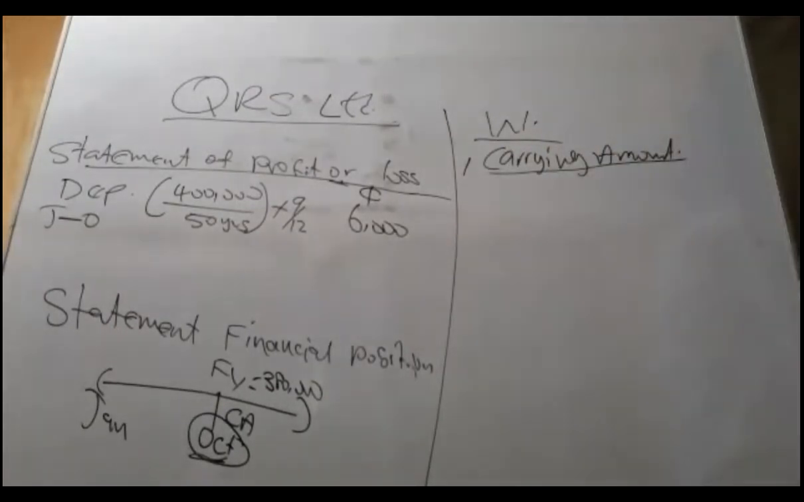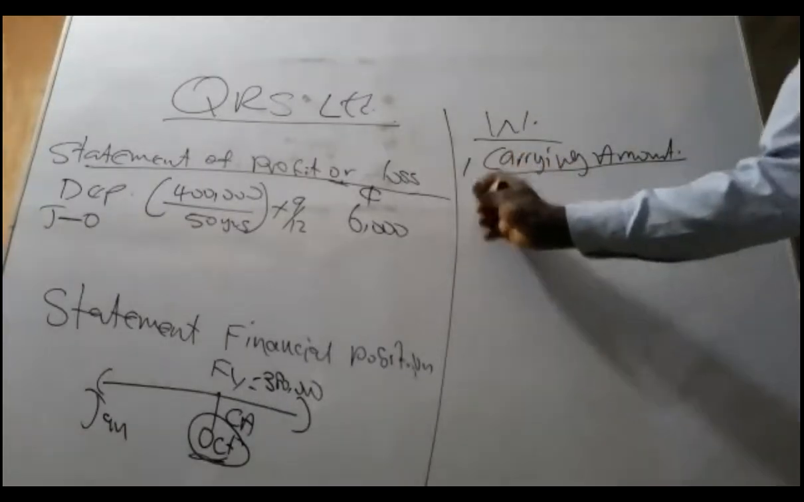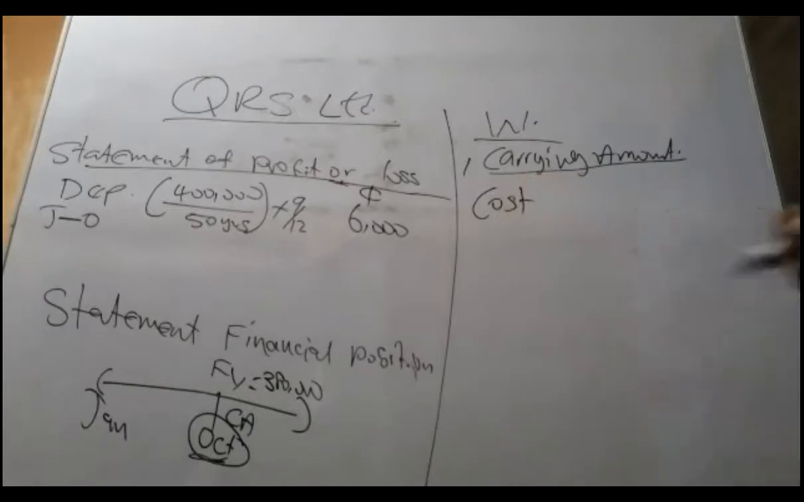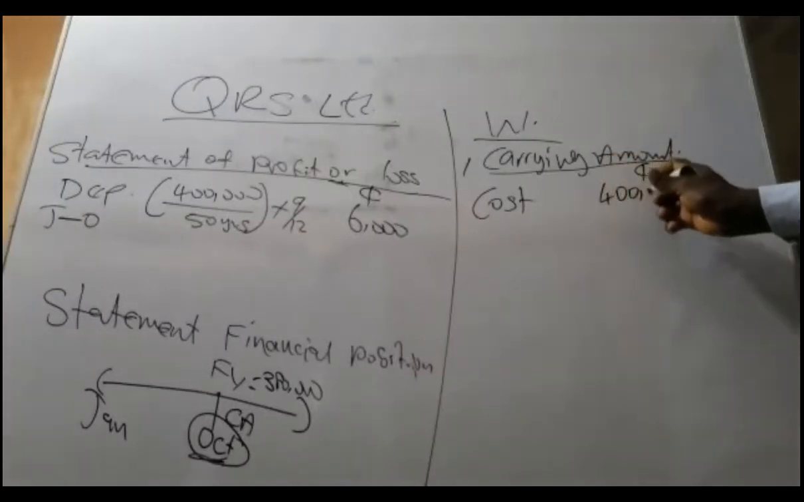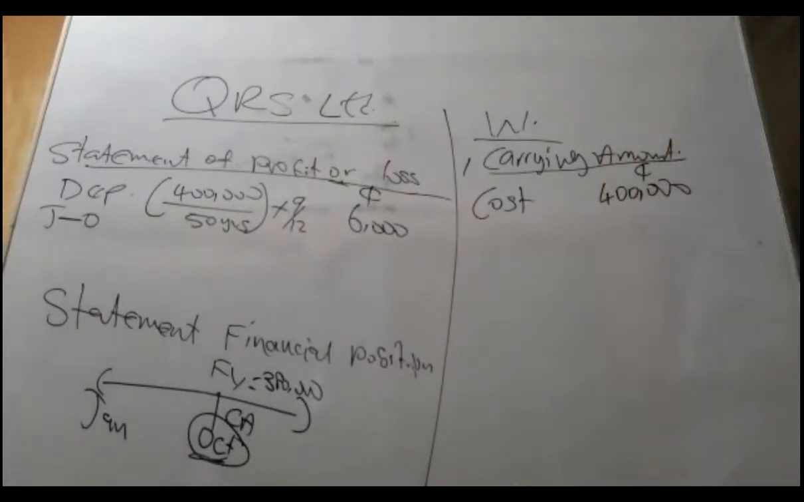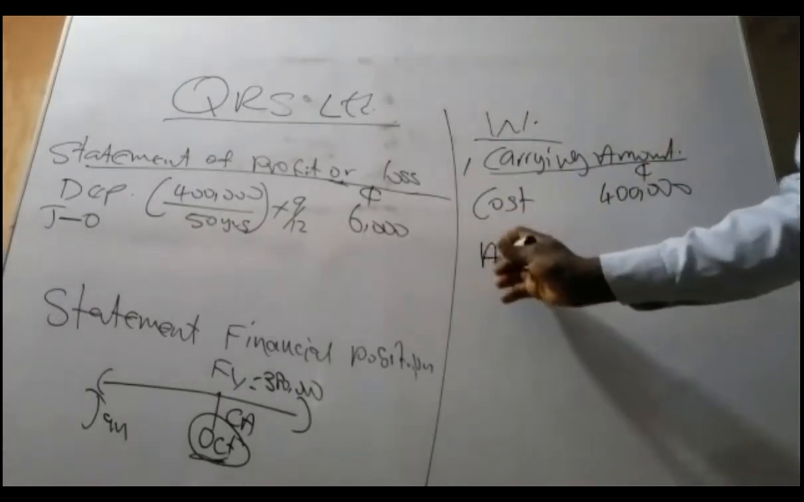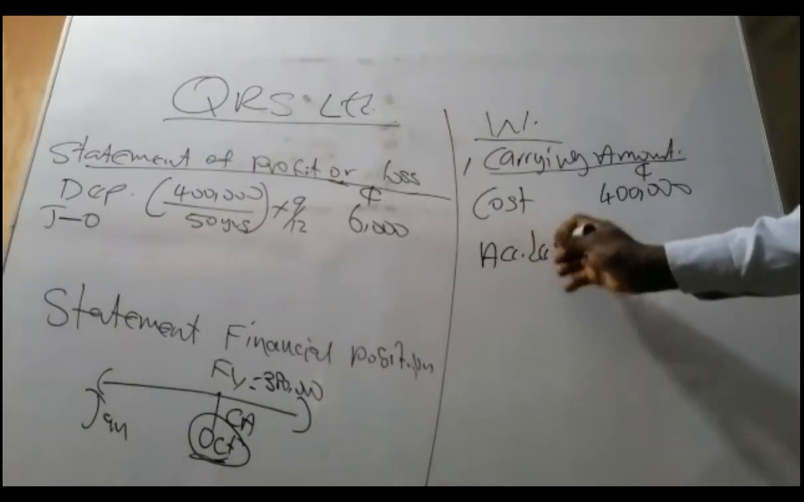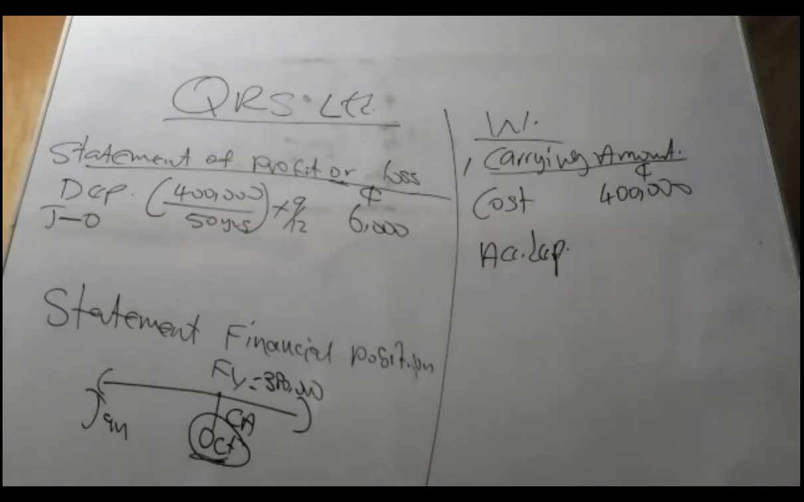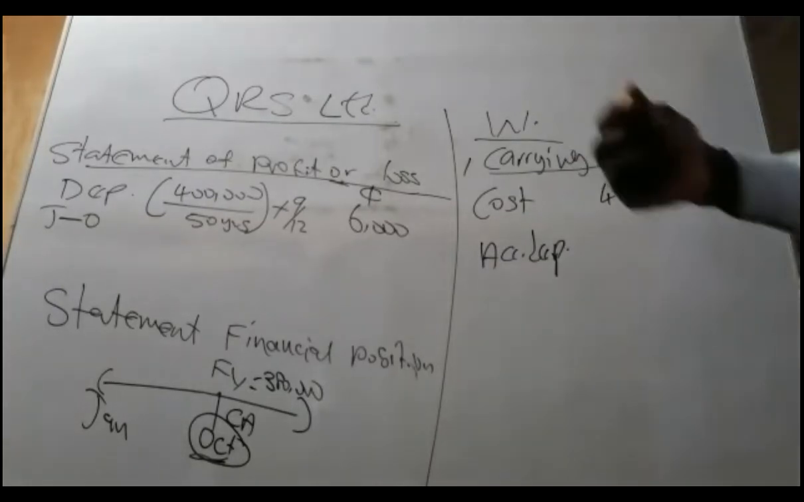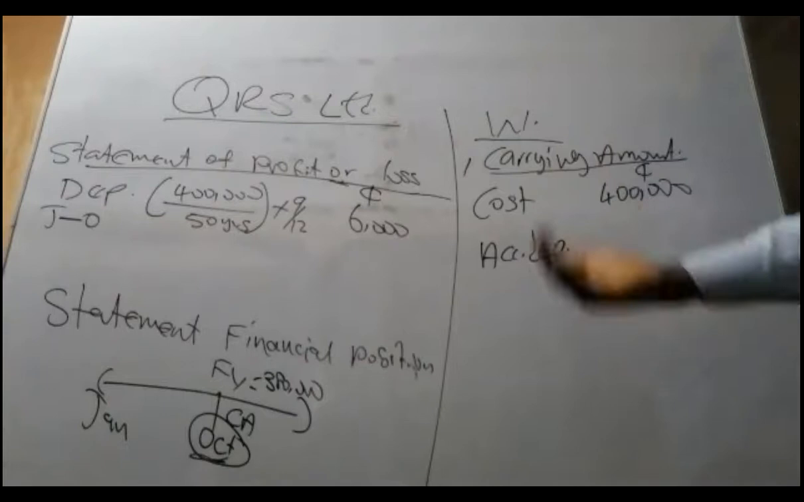Let's see how best we can take the carrying amounts. We know that is equal to cost of the asset less what? Accumulated depreciation. The original cost of the asset is what? 400,000 as at 1st January. Now let's calculate the accumulated depreciation as at the date of transfer. So we have to calculate depreciation per year and multiply by the number of years.